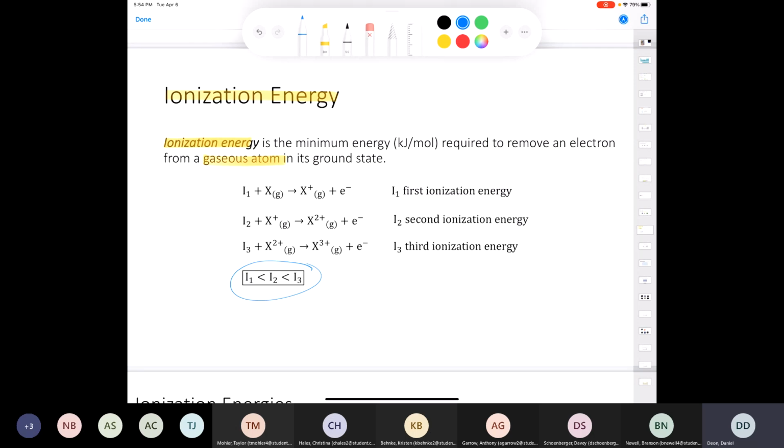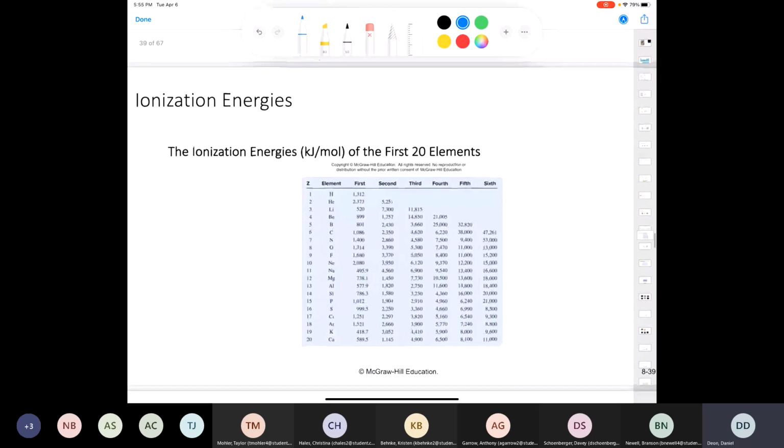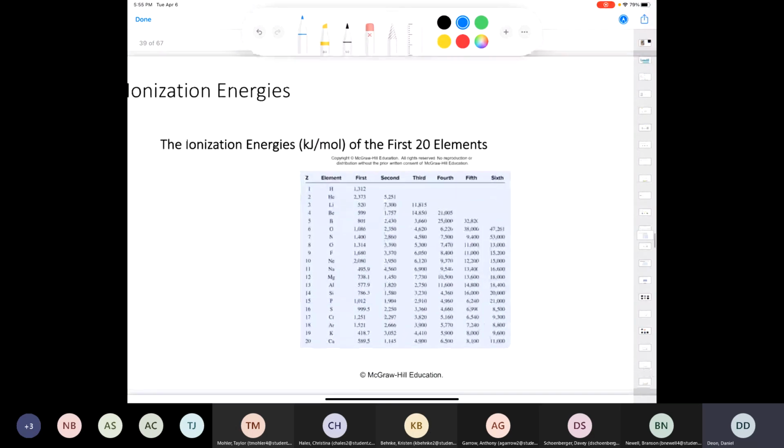Now, what's really cool about ionization energies is you can look at simply a table with numerical data, namely the ionization energies of elements, and just by looking at the numbers, without even knowing the identity of an element, you are able to determine how many valence electrons an element has. What? How would I do that? Let me show you how. This will probably be kind of where we end up, but this is a very cool thing.